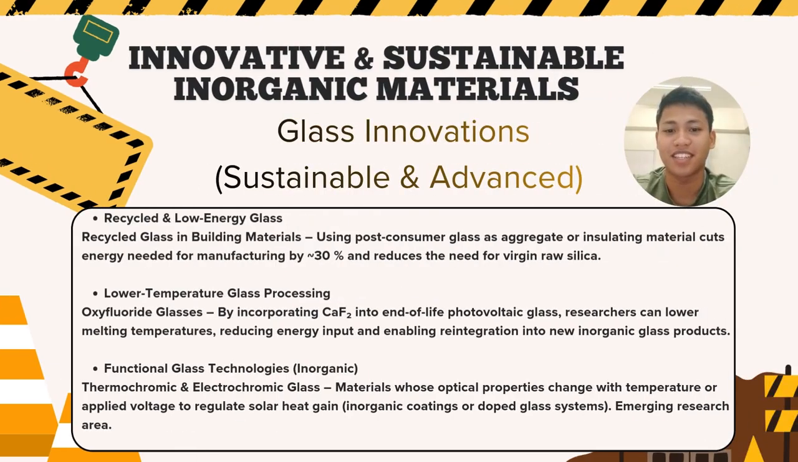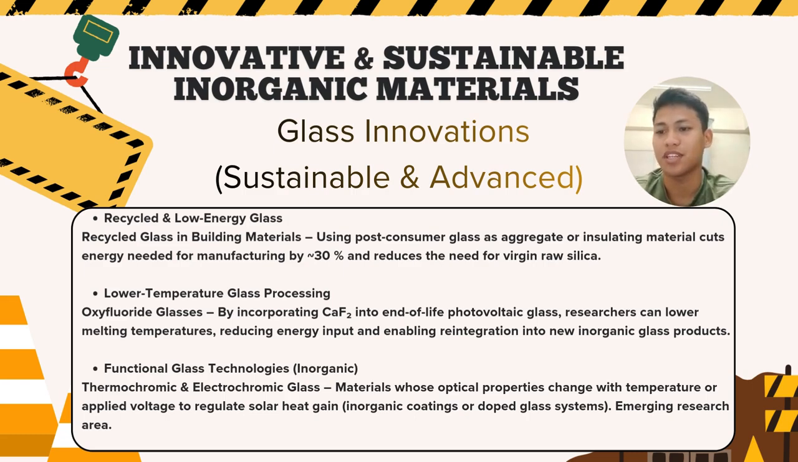The next material is glass innovations. The first one is recycled and low energy glass. Recycled glass in building materials: using post-consumer glass as aggregate or insulating material cuts energy needed for manufacturing by 30% and reduces the need for virgin raw silica. The next one is lower temperature glass processing. Oxyfluoride glasses: by incorporating oxyfluoride glasses into end-of-life photovoltaic glass, researchers can lower melting temperatures, reducing energy input and enabling reintegration into new inorganic glass products.